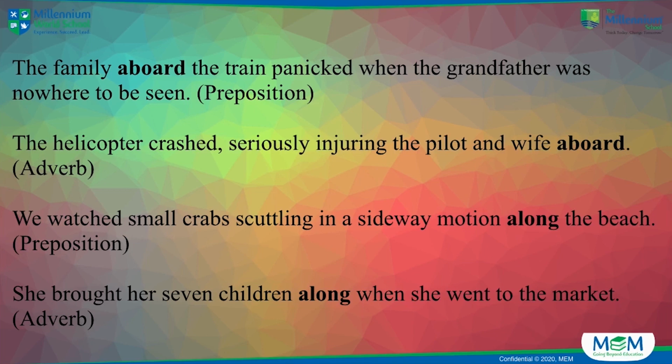We watched small crabs scuttling in a sideway motion along the beach. She brought her 7 children along. She brought her 7 children along when she went to the market. Now do you analyze the two sentences? One has an object. So the first along has an object, the beach. Whereas in the second case, along has no object. So it is an adverb.